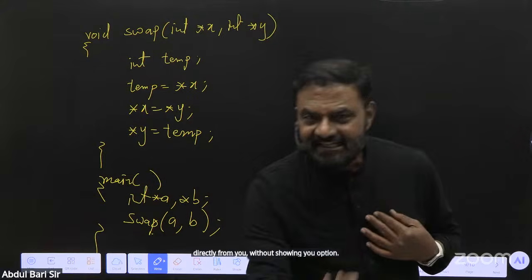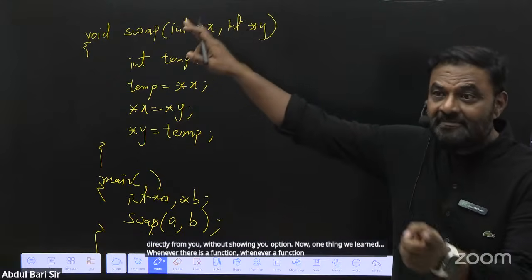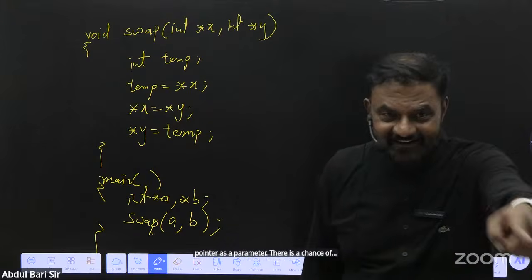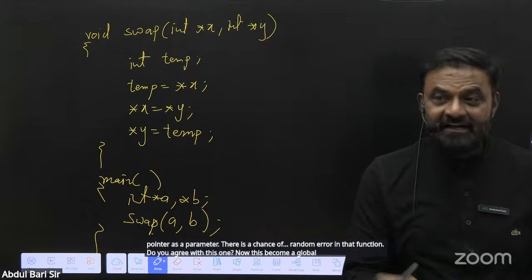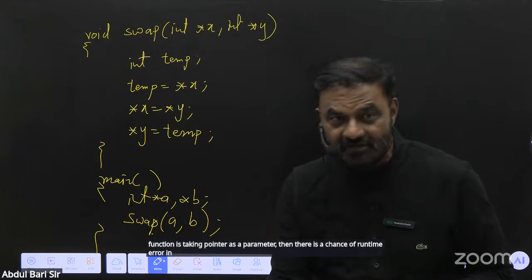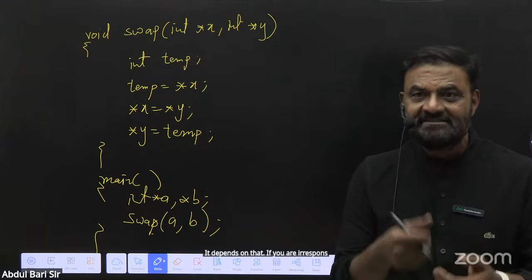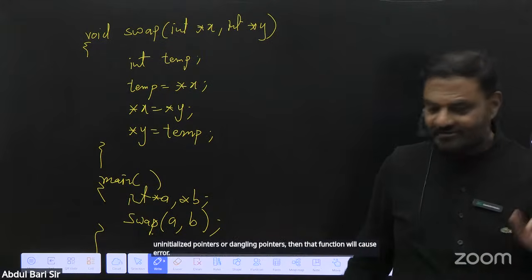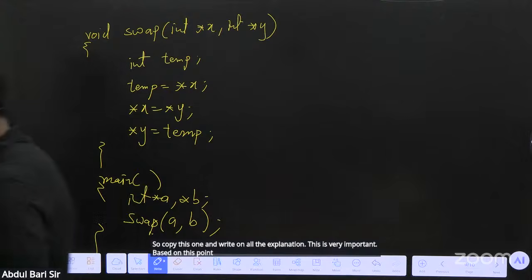Now, one thing we learned: whenever a function is taking a pointer as a parameter, there is a chance of a runtime error in that function. Do you agree with this one? Now this becomes a global statement. If a function is taking a pointer as a parameter, then there is a chance of runtime error in that particular function because how you call it depends on that. If you are irresponsible and you pass uninitialized pointers or dangling pointers, then that function will cause an error. So copy this one and write down all the explanation. This is very important. Based on this point, multiple questions are there.